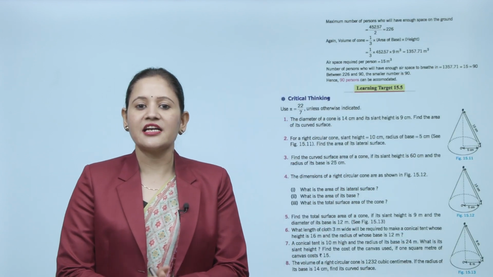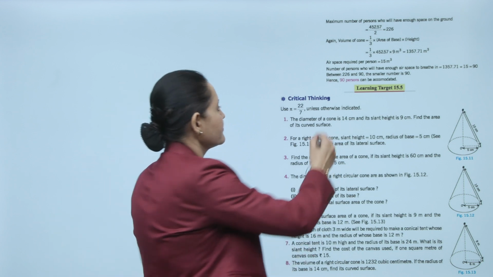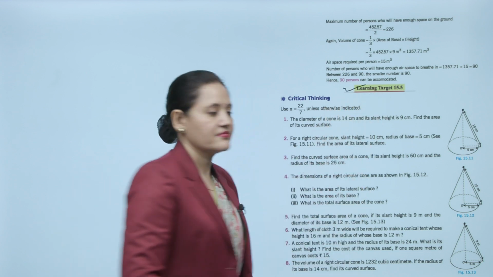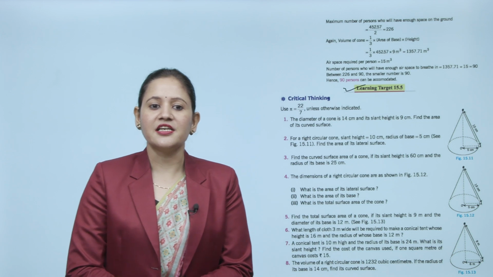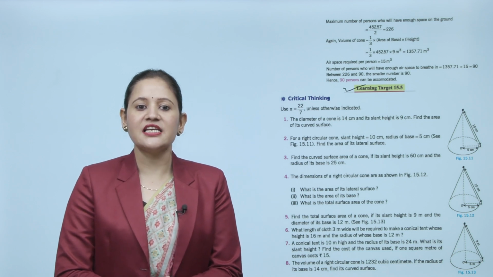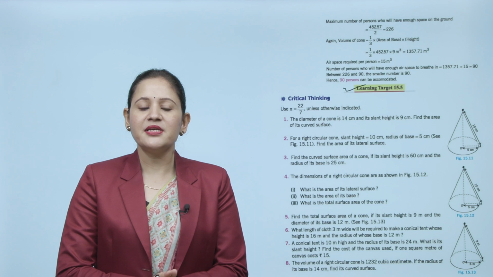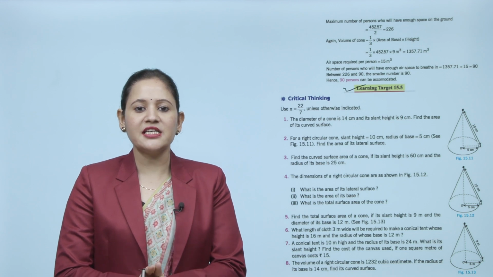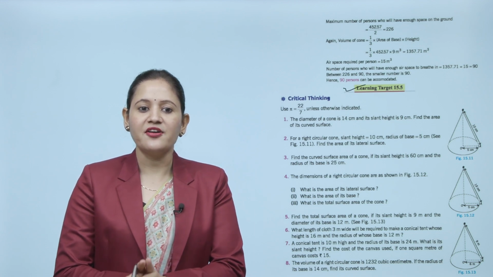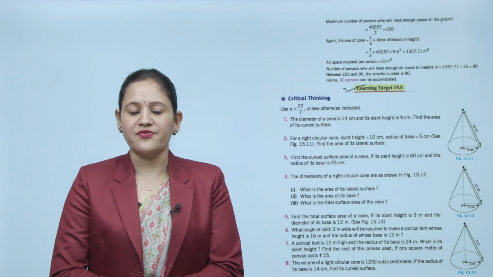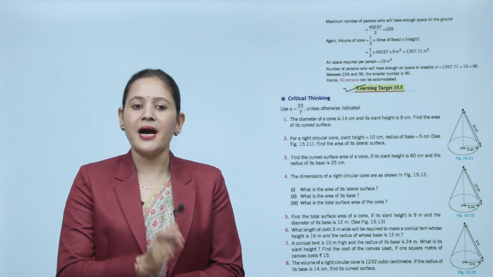Next is learning target 15.5. Critical thinking. Use pi as 22/7 unless otherwise indicated. The diameter of the cone is 14 centimeter and the slant height is 9 centimeter. Find the area of its curved surface. Area of curved surface will be pi r l.